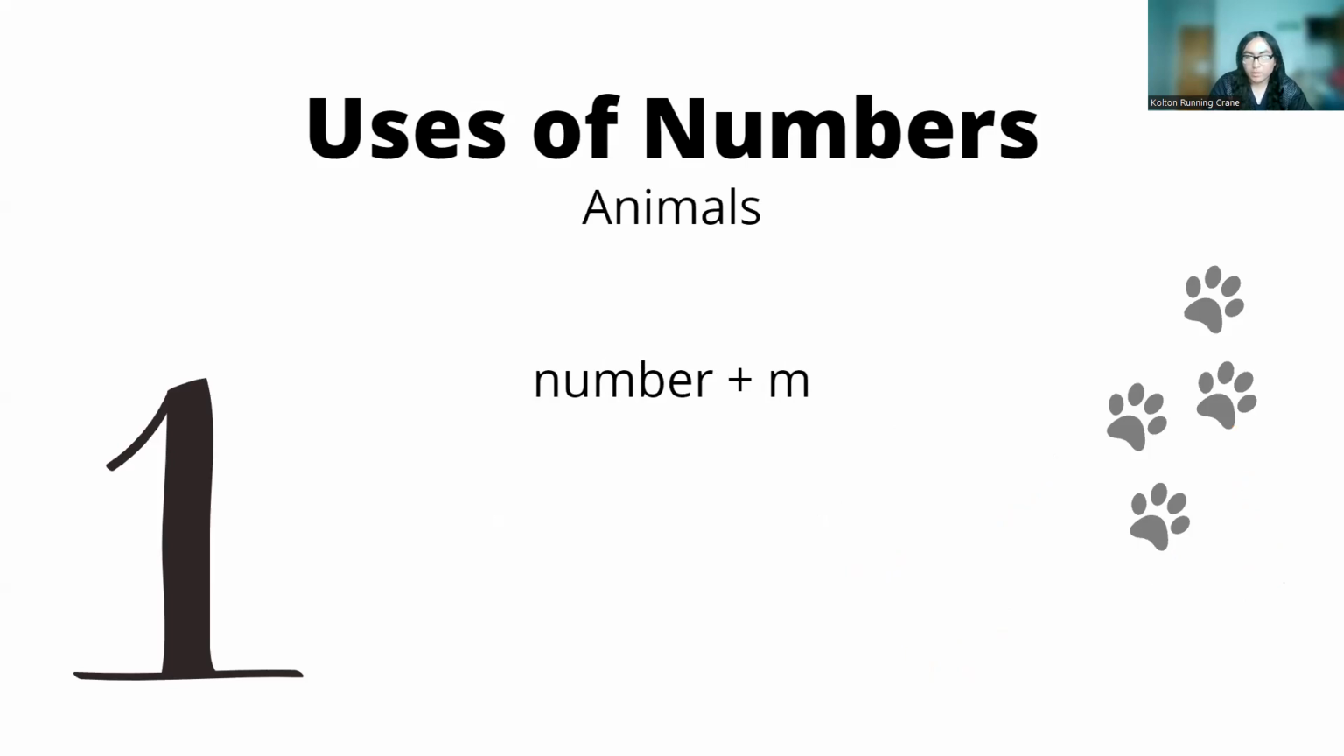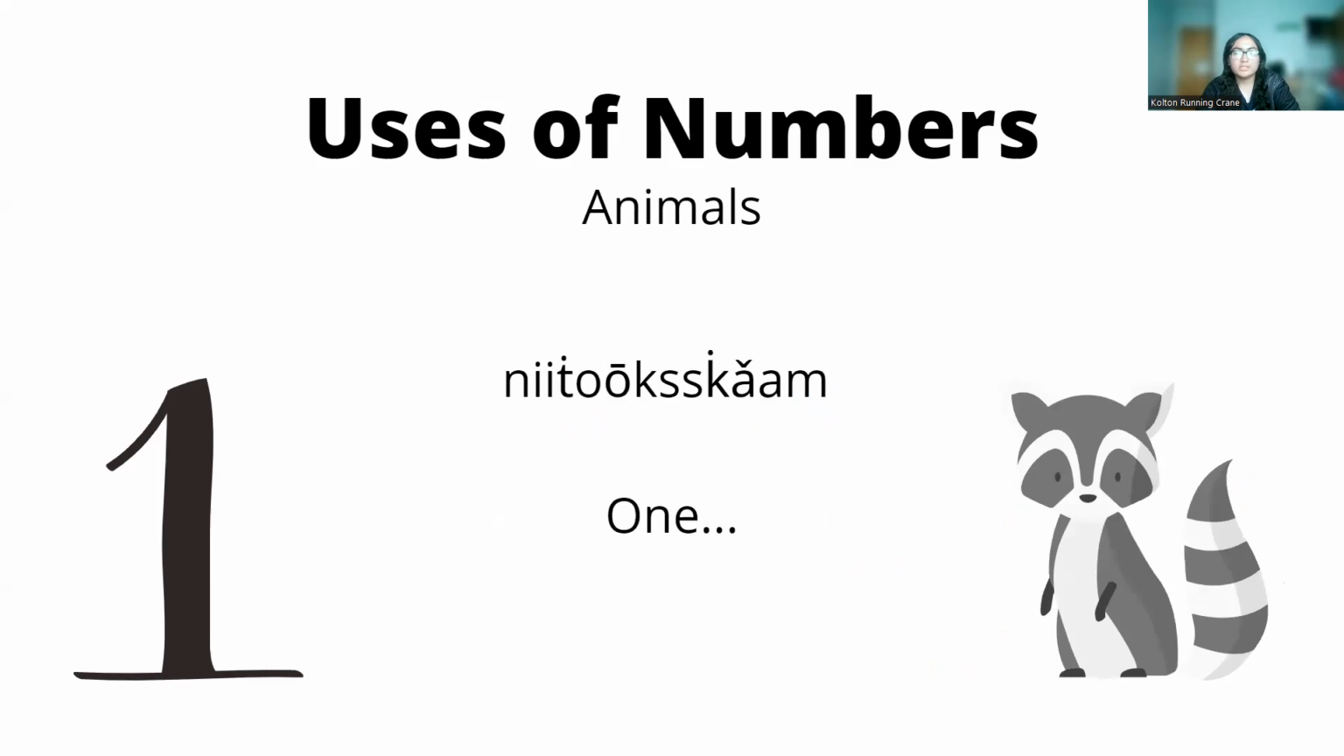And then when you're talking about animals, this is when you can use the numbers themselves. You just add an M. So if we take nidukska, we just add an M to get nidukskam, one of something. And this is when you're talking about animals. Nidukskam. And again, it isn't so much one animal as it is saying there is one animal.